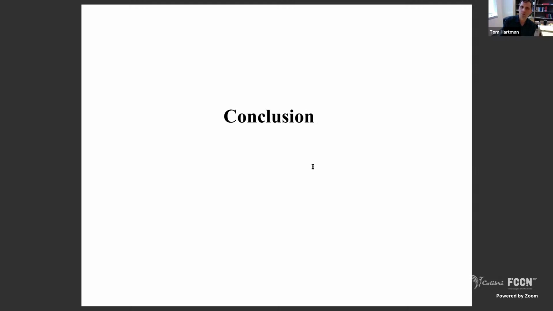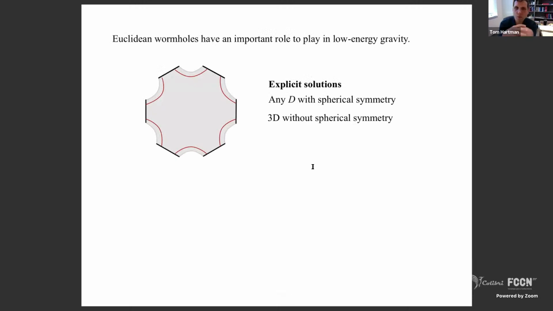So I'll just wrap up with some conclusions. Euclidean wormholes have an important role to play in low energy gravity. In this talk, I've described some explicit solutions where we have on-shell semi-classical solutions of gravity coupled to matter. In any number of dimensions, we constructed wormholes that look like this with spherical symmetry. In 3 dimensions, we were able to go further because it's easier to solve the Einstein equations, and found a bunch of multi-boundary wormholes that have point-like defects, higher genus, etc.